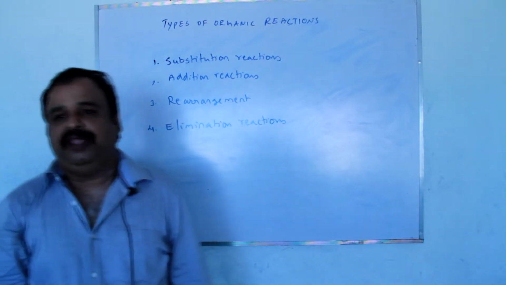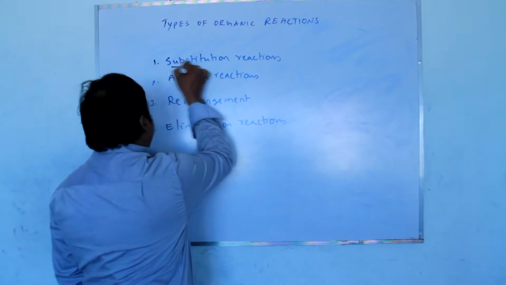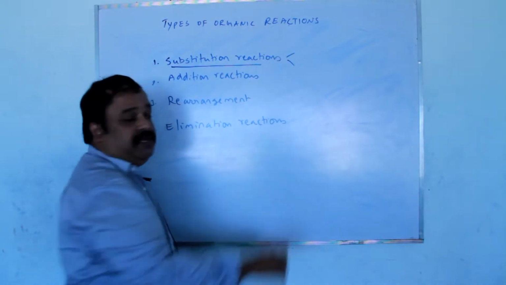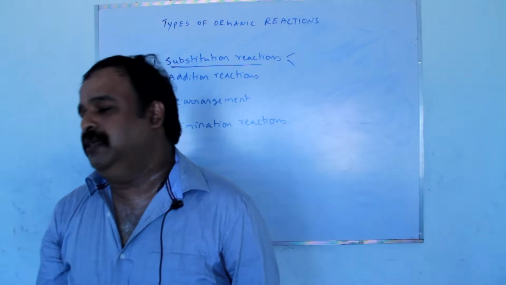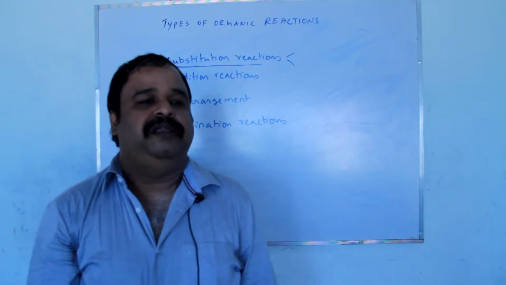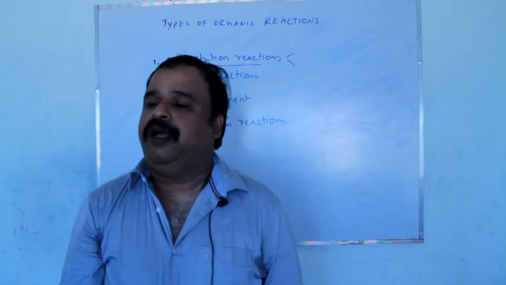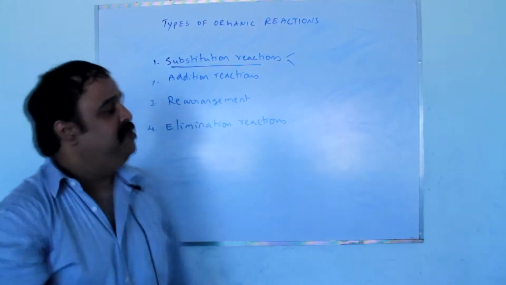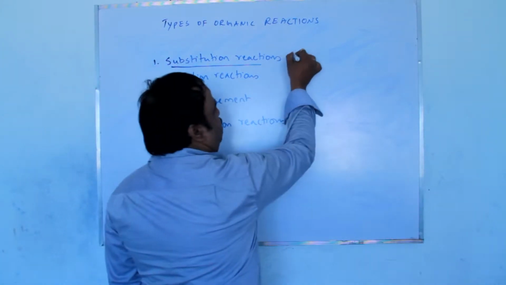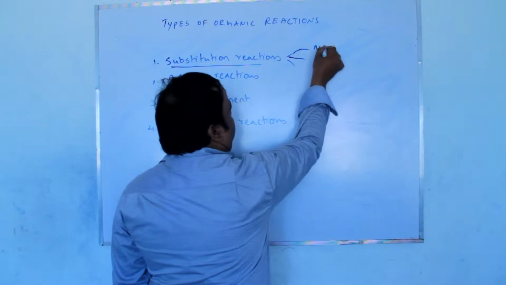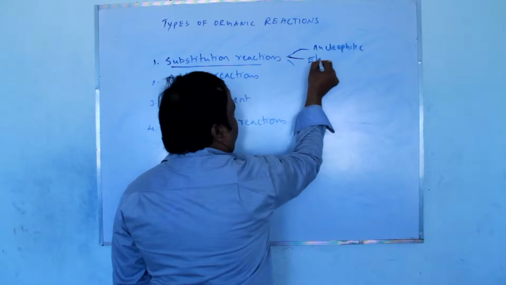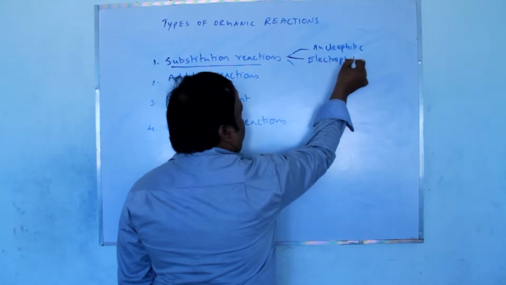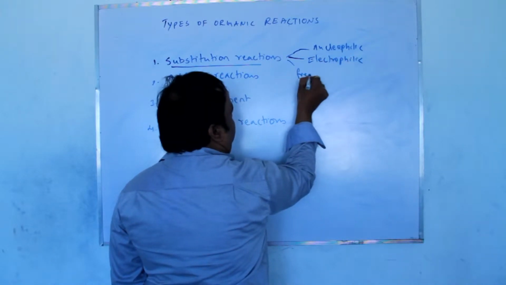The very first one is substitution reactions. In these reactions, one of the hydrogen atoms is substituted either by an electrophile, a nucleophile, or a free radical. Hence, these are divided into three types: one is nucleophilic, second is electrophilic, third is free radical.